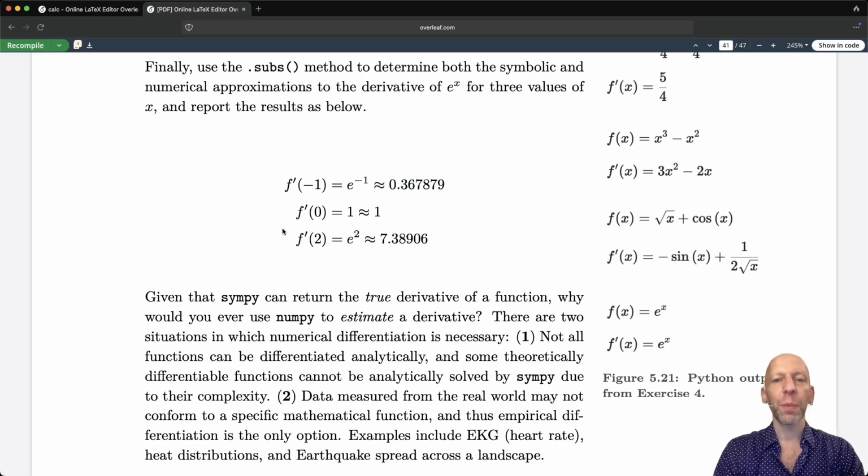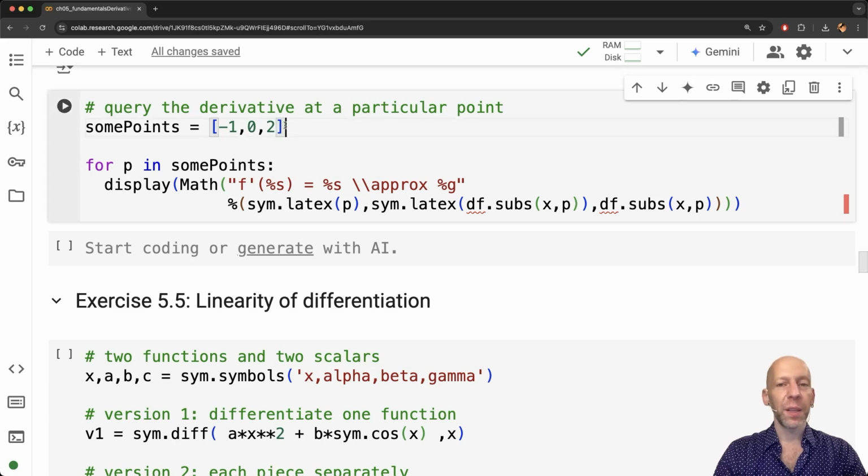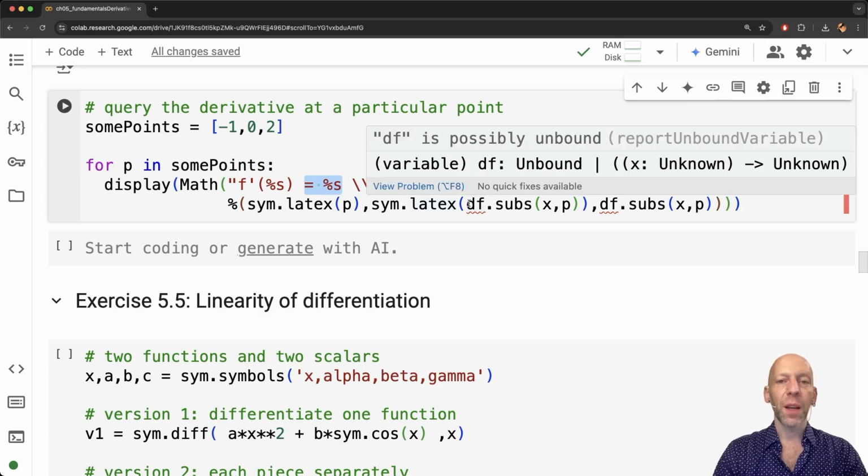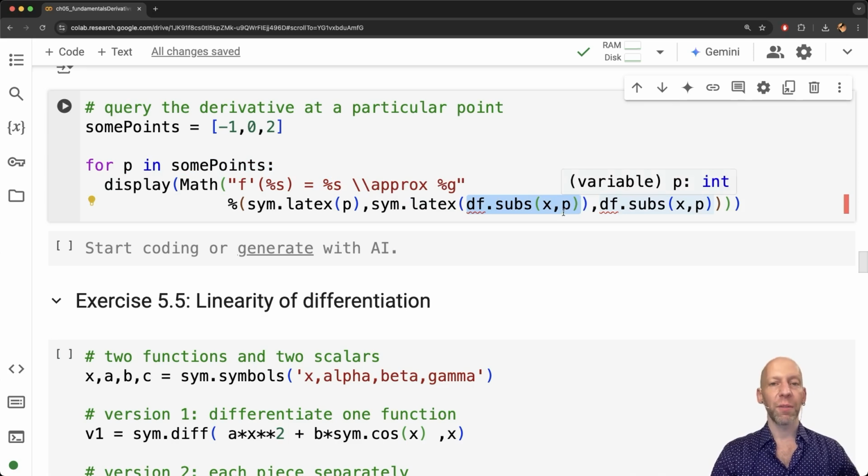Basically the purpose here is just to give you a little bit more experience working with the subs method, working with SymPy expressions and LaTeX printing and so on. And that code you see here, I'm evaluating these points. And here I'm printing out the function derivative at this numerical value here, which is going to be point P. So these three values here equal, and then I have the second string interpolation, which is literally just substituting in for x the value of P.